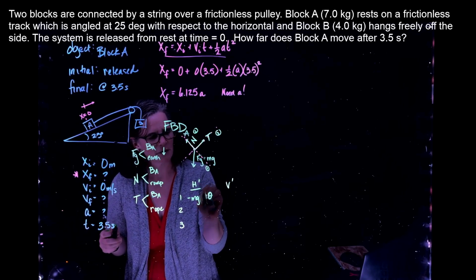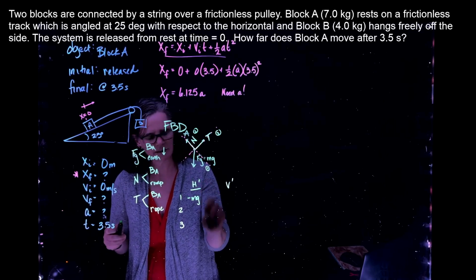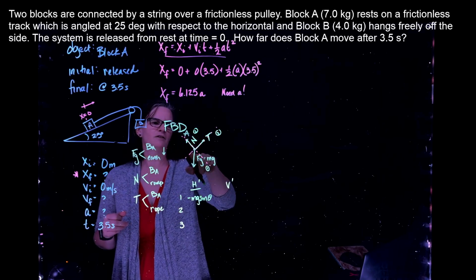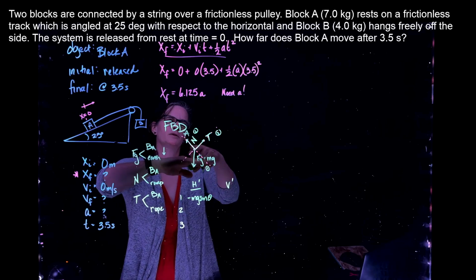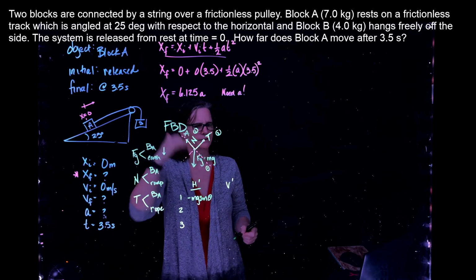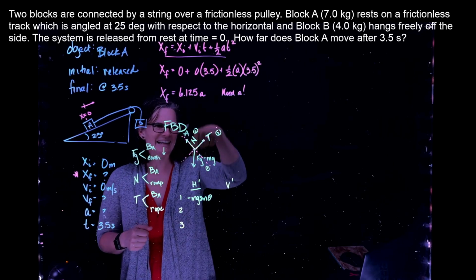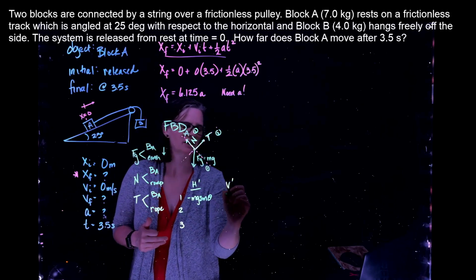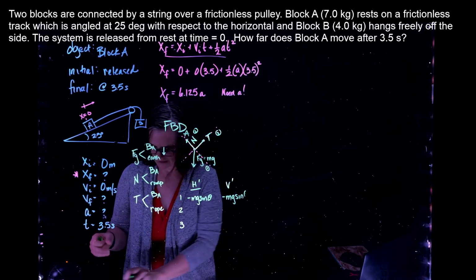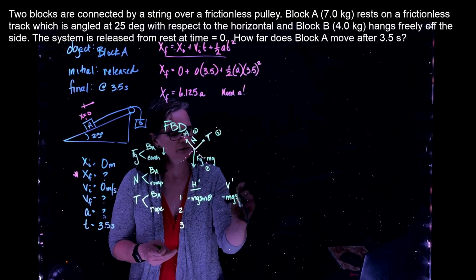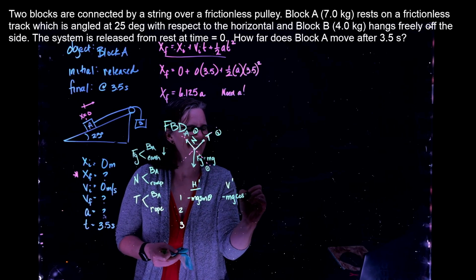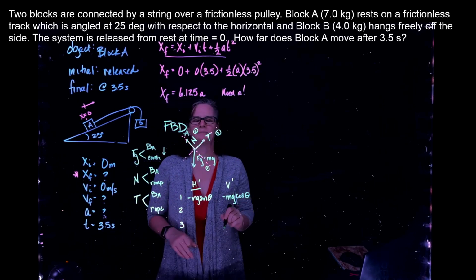The component along the horizontal direction is the sine of the angle. Here's our angle of 25, so here's 25 degrees. That makes this 25, opposite, sine. Vertically, it's pointing in the negative direction again, so that's minus mg, and it's the cosine of the angle. This is why it's always good to check these. All right.